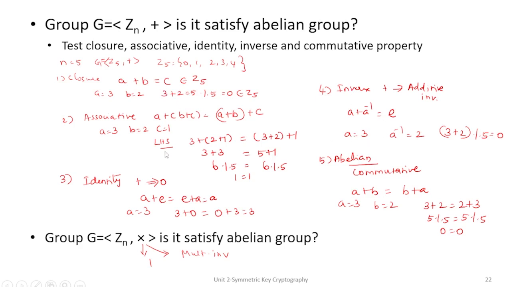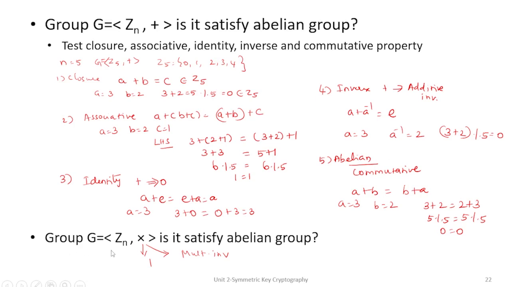So if closure, associative, identity and inverse properties are satisfied, then that set is called a group. And the question is, does it satisfy an abelian group? If you want to satisfy an abelian group, including these 4 properties, we should satisfy the commutative property. The commutative property formula is A plus B equal to B plus A. So you do the same value substitution, and the answers of the LHS and RHS are the same. So if a set satisfies these 5 properties, then that group is called an abelian group.